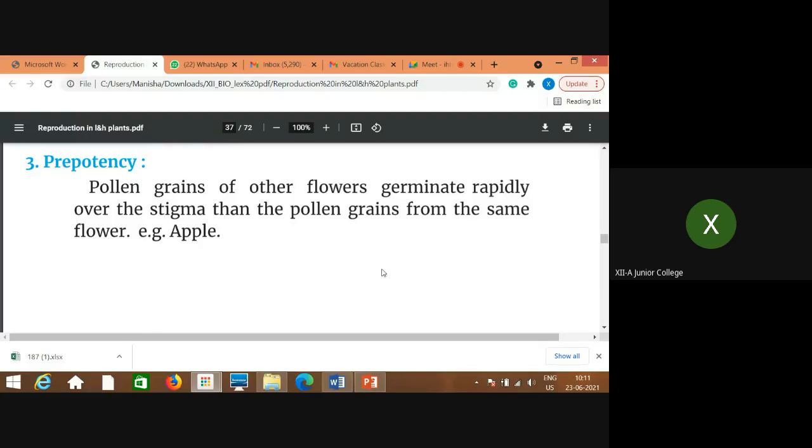The maturity period might also be the same, similar. But here, when the pollen grains of the other flower fall on the stigma of that particular plant, these pollen grains germinate rapidly than the pollen grains of the same flower. So pre-potency, pre is earlier, first, potentiality of other pollen grains, that means pollen grains of the other flowers, is more than its own pollen grains. So this is the third criteria where only cross pollination is possible.